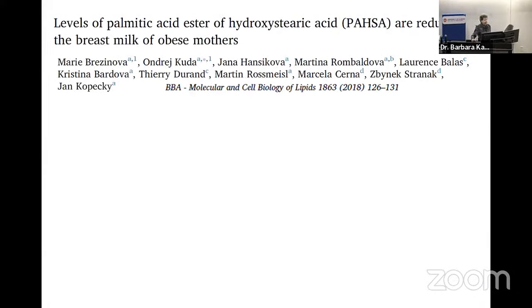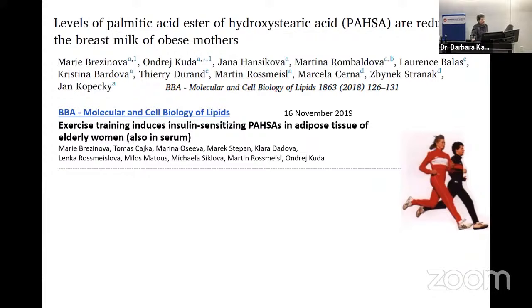So other people have looked in other human settings. Kuda and Kopecky in Prague found that levels of palmitic acid hydroxystearic acid are reduced in breast milk of obese mothers. Another group looked at exercise training and showed that PASAs actually go up in adipose tissue, also in serum, when elderly women are put on a training regimen.